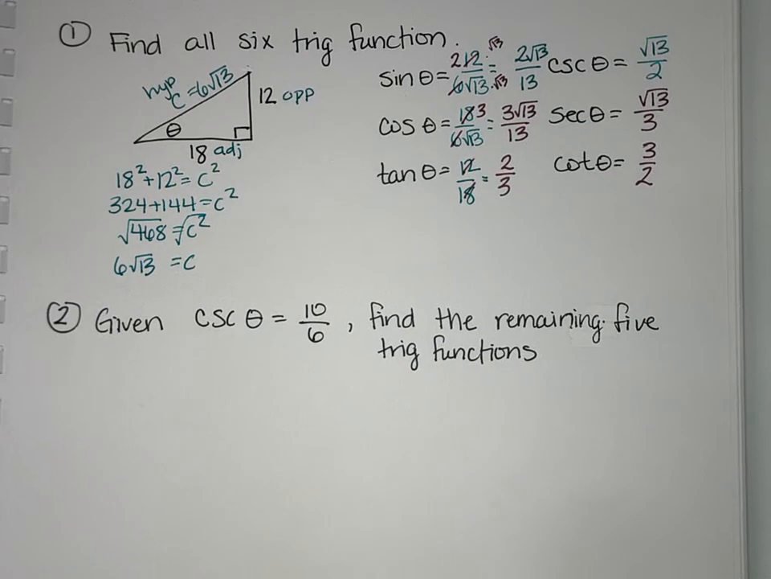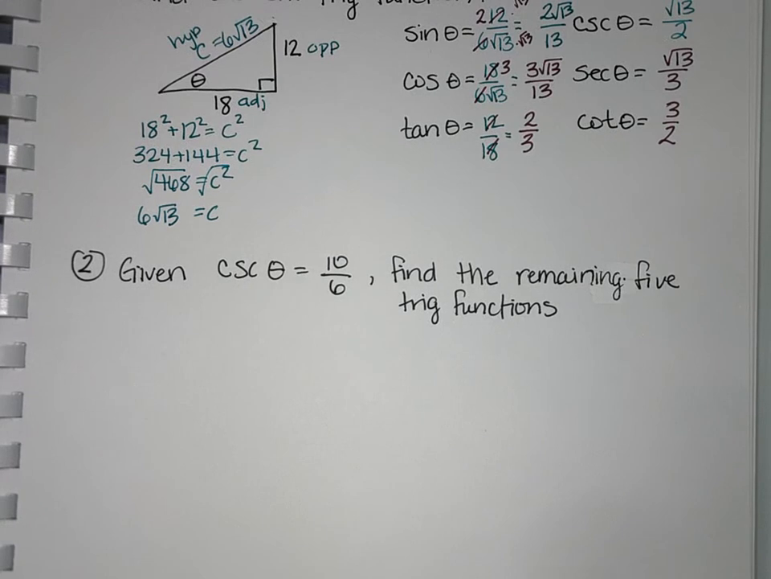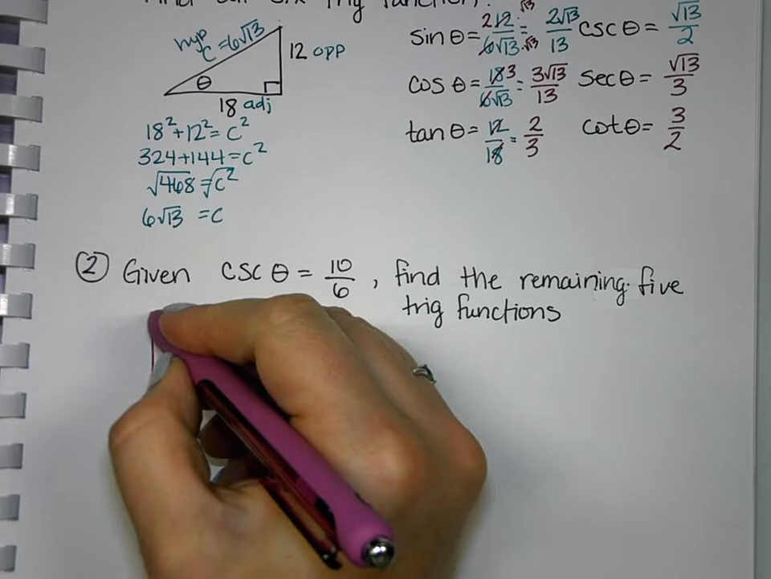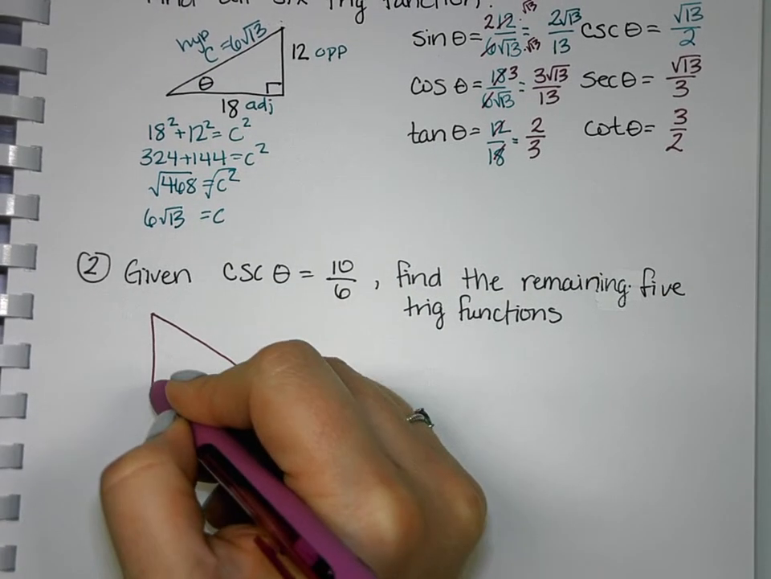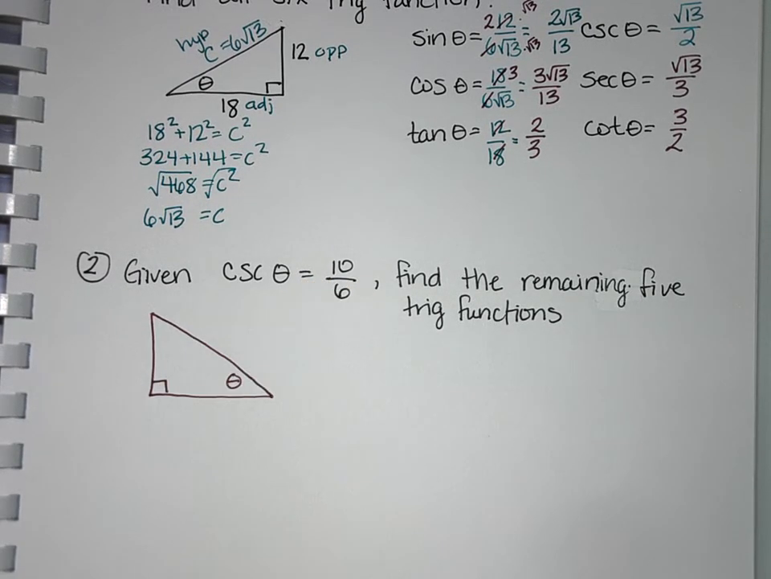So this one, we're not given the picture like we were in the first example. We are just given a ratio, a trig ratio. So what you want to do for this is draw the picture and label what you know. So I'm going to draw my own right triangle, because right now we're just dealing with right triangles. And I'm going to label my theta. I can label it however I want, because this is my picture.